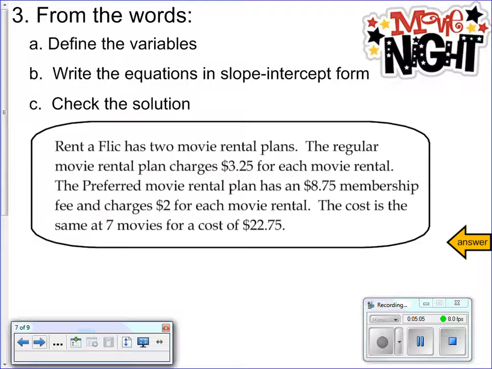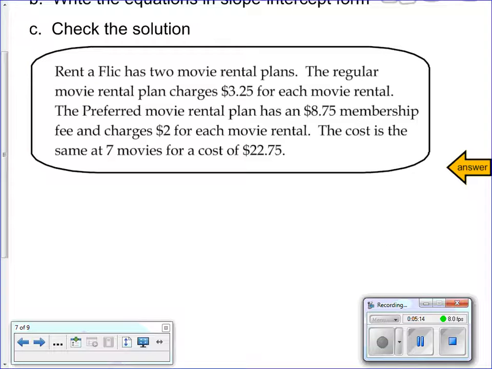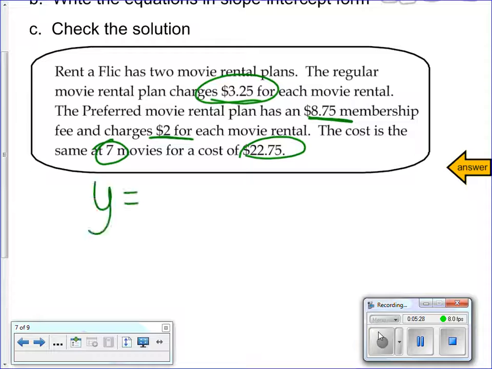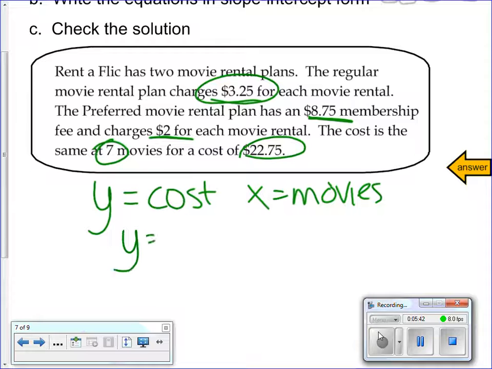From the words, we're going to define the variables, write the equations in slope-intercept form, and then check our solution. So our variables are our rental charges for movies and our total. Okay, so we'll write our defining: y equals cost, x equals movies. It says that Rent-A-Flick has 2 movie rentals. The regular one charges $3.25 per movie. So that's y equals 3.25x.